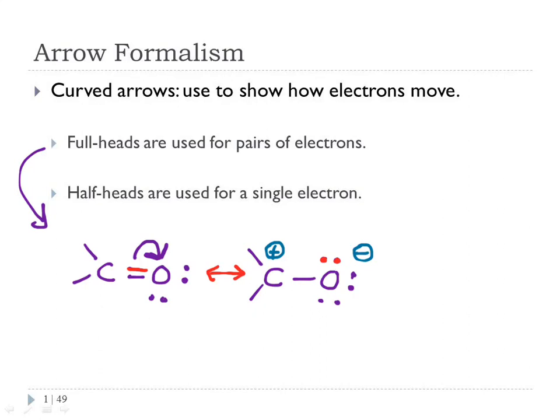When we have a half-headed arrow, we have one electron moving. Let's see what their example for that one is. So if we took something like this, I'm going to make these arrows a little different colors. A half-headed arrow means that one electron is going in that direction. The other half-headed arrow is the other electron. So there's 2 electrons in here.